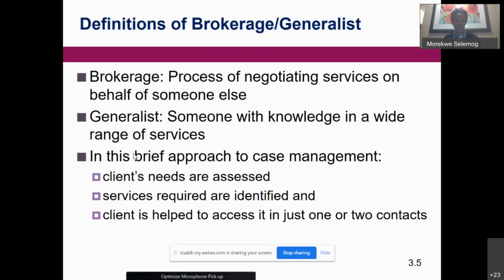The client is helped to access the services in just one or two contacts. For this model of case management, you don't want to be giving your client different contacts. Let's say, for example, you want to refer a client to a clinical psychologist. You don't want to give them 5 contacts so that you don't frustrate them in the process of trying to link or access those services. So usually you give 1 or 2 contacts so that if one fails or they are not able to access one of the service providers, there is an alternative.